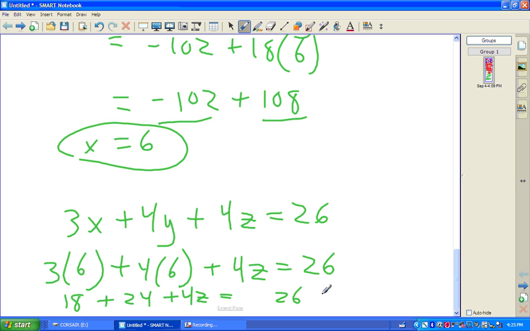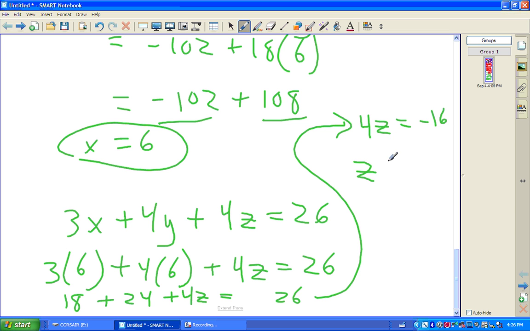When I subtract 42, I'm going to have to go up here because I'm out of space on this page. When I subtract the 42 from the 26, I believe I'm going to get 4z equals 26 minus 42, which is minus 16. And then when I solve for z, I get minus 16 divided by 4, which is minus 4. So z turns out to be a nice clean whole number as well. My final answer is x equals 6, y equals 6, z equals minus 4.